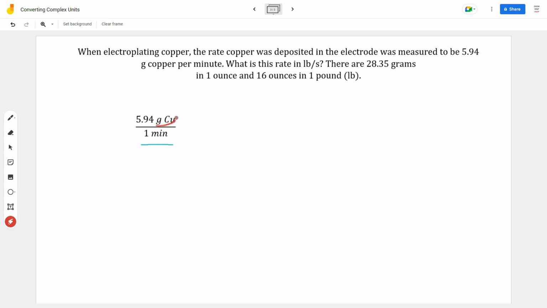Okay, so we're going to take this grams of copper per 1 minute, and we've got to convert it to pounds per second. So I've got to convert the grams to pounds and the minutes to seconds. So I'm converting both the numerator and the denominator. Now, it doesn't matter which one you convert first, the numerator or the denominator, because they're both going to get converted. I'm going to start with the numerator, but if you would like to start with the denominator, please feel free.